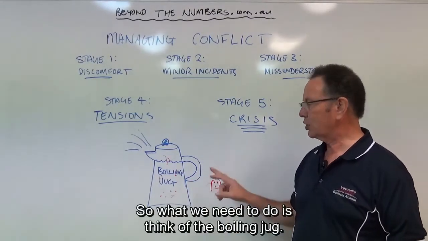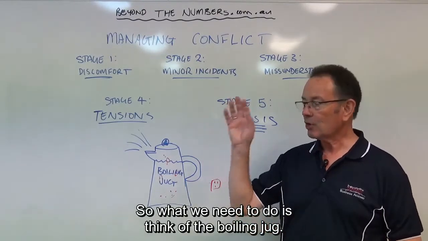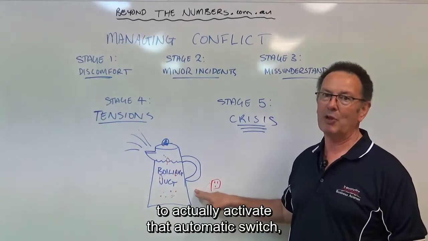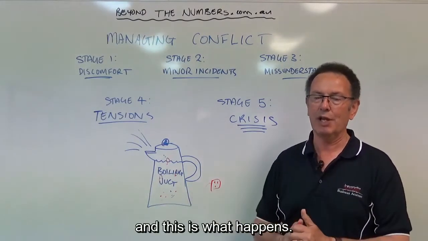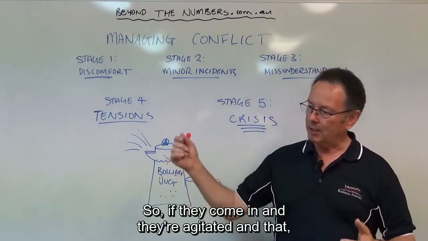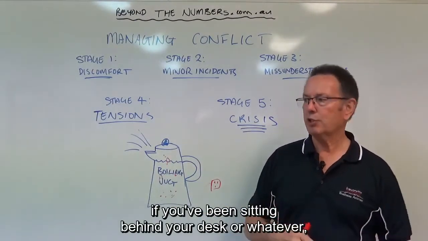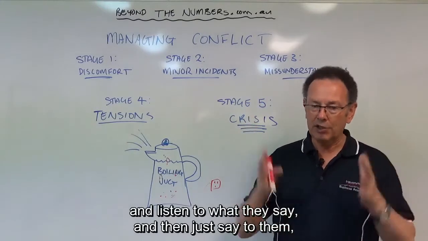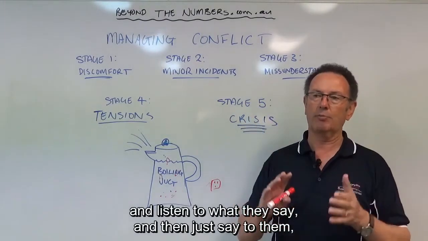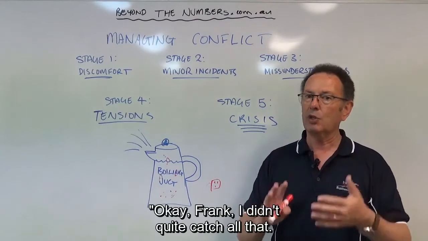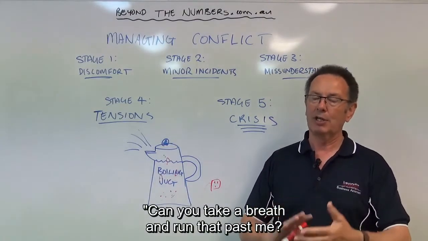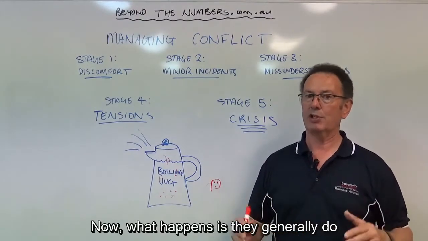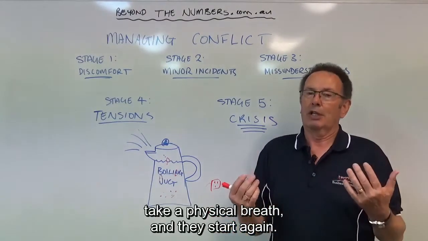So what we need to do is think of the boiling jug. You want to take some actions to actually activate that automatic switch. If they come in agitated, and you've been sitting behind your desk or whatever, just stand up in a non-threatening way and listen to what they say, and then say, okay, Frank, I didn't quite catch all that. Can you take a breath and run that past me? I want to understand what the issues are. What happens is they generally do take a physical breath and they start again.